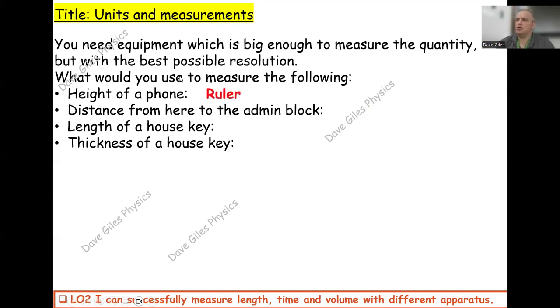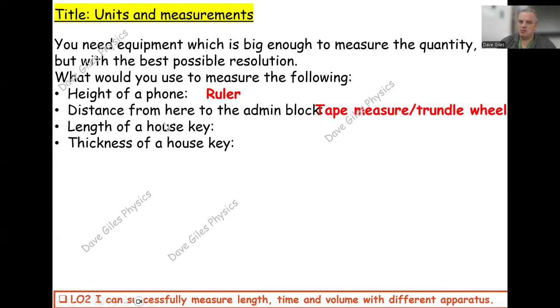Distance from here to, say, the admin blocks at my school. Maybe a better question would be distance from your house to the next door neighbor's house. That'd be a better one. So I would use something like a tape measure or a trundle wheel. That's a wheel which you put on the ground and you move with it. Every meter there's a click, so you have to count the number of clicks. So you'd use a tape measure or trundle wheel.